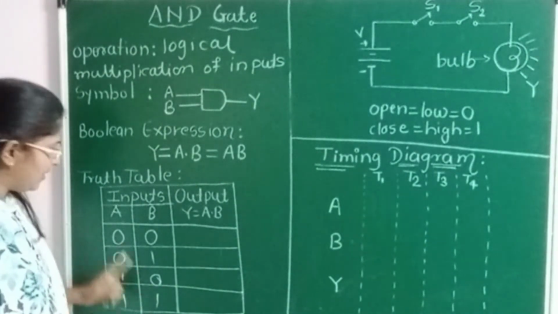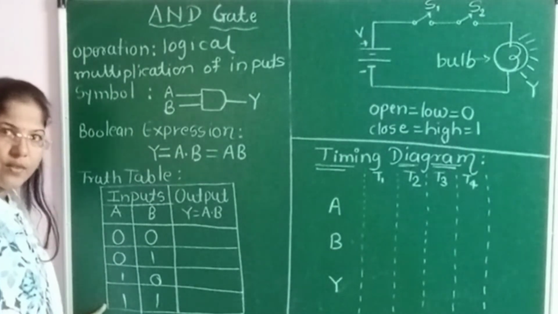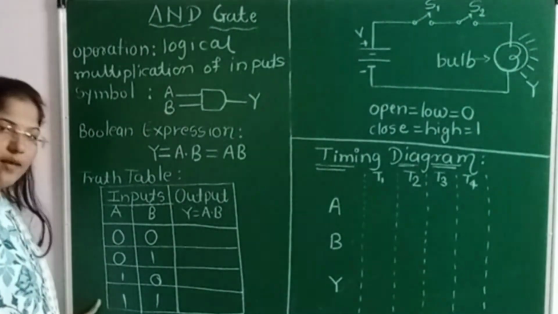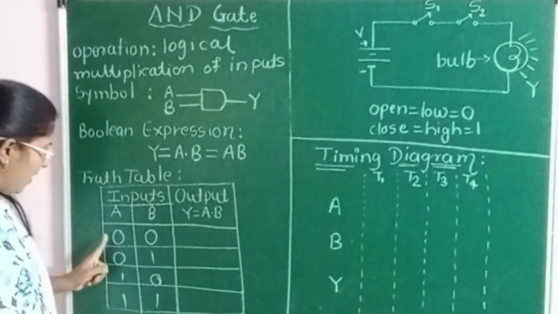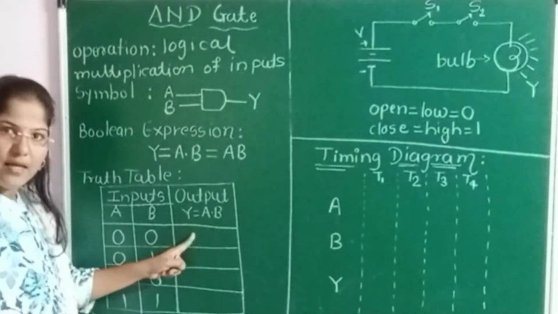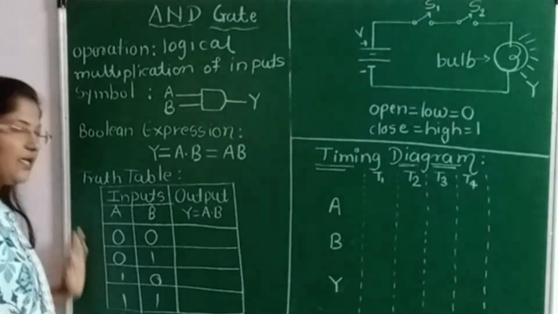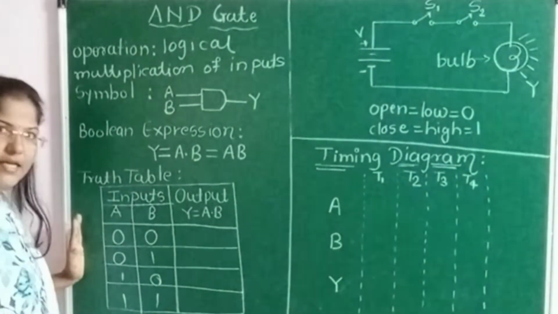But remember, these are the possibilities of the input values. But at a time we can provide only one input possibility. That means A equal to 0, B equal to 0, and then see what is output. Like this. We cannot provide all the possibilities at a time to the AND gate or to any gate.